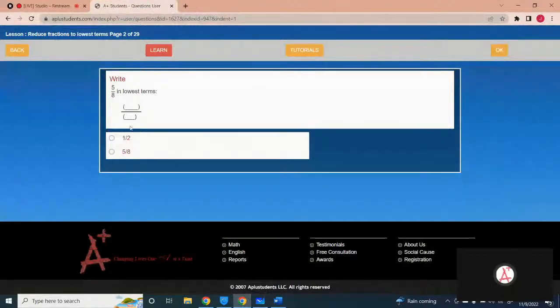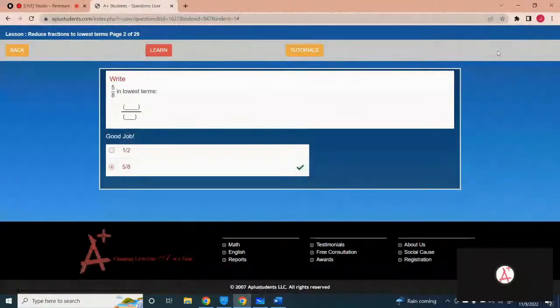Okay, 5 by 8 in the lowest terms. So which is the lowest form of 5 by 8? 1 by 2 or 5 by 8? The lowest form of 5 by 8 is... yes, it is 5 by 8. It is already in the lowest form. You don't have any common number that can divide 5 by 8. Got it?